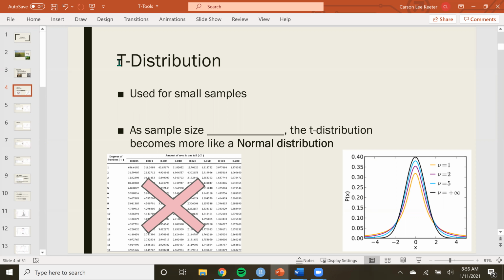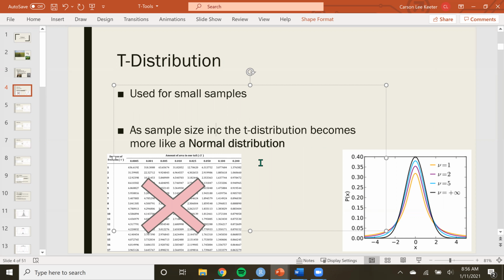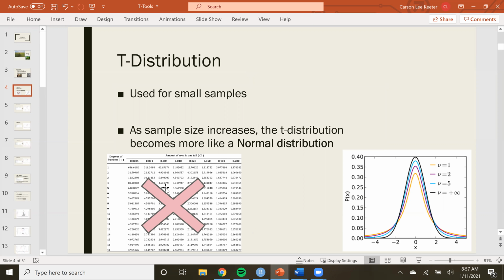The nice thing, though, about the T distribution is that it's ever changing. Okay, so it's 100% based on the size of the sample that you have. And I'll show you here in just a moment. But as the sample size increases, the T distribution becomes more like a normal distribution. And that makes math, if you were doing it by hand, very easy. Of course, we are not doing anything by hand. We're doing everything via computer.